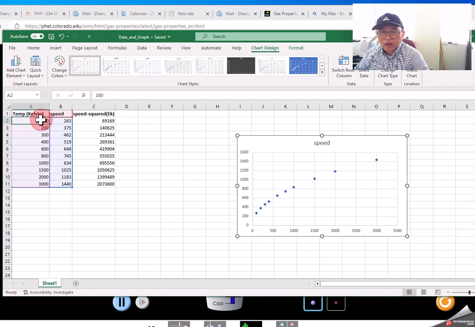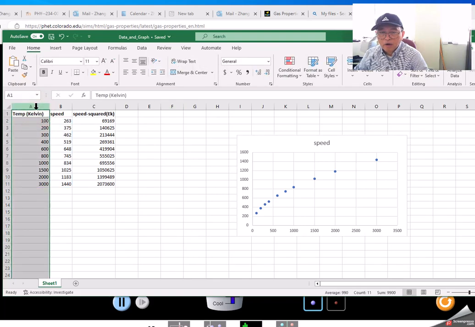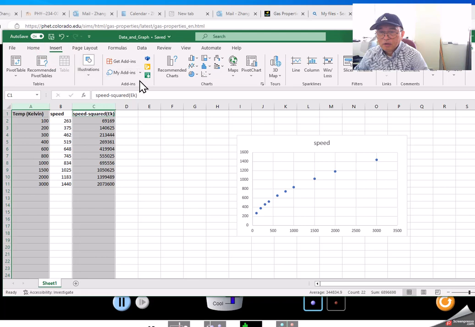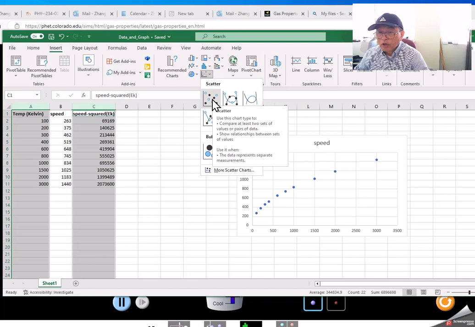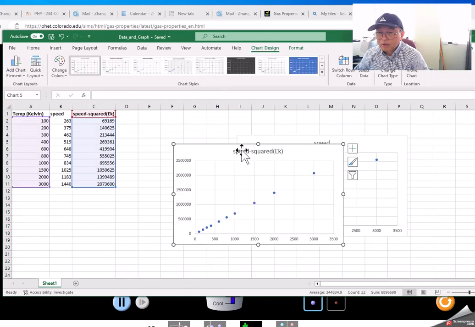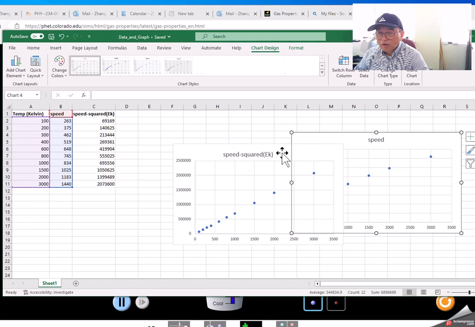Now you say, okay, here, and then hold the control key, select this one instead, and then you insert another plot, which is the kinetic energy, speed squared, apart from some factors which we are not interested in at this moment, and scatter plot. Look, here's another plot. So let's compare. This one is speed squared, and then you will have this.